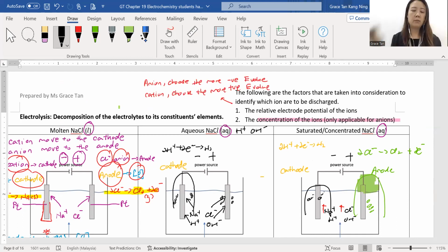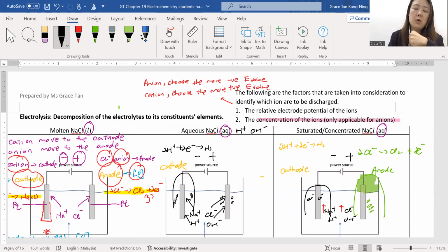You move to your respective electron for discharge. The second example I gave was aqueous, where you have a competition between the cations and the anions. All right, and then we learned that for anion, we pick the more negative E value. For cation, we pick the more positive E value to be discharged.